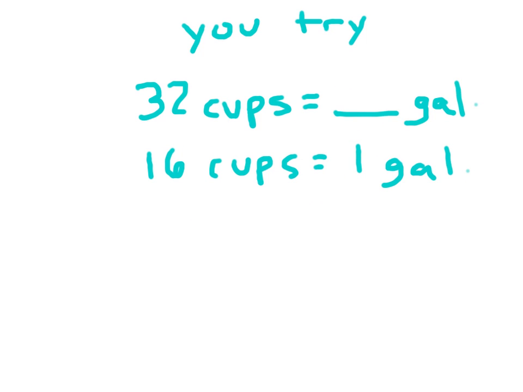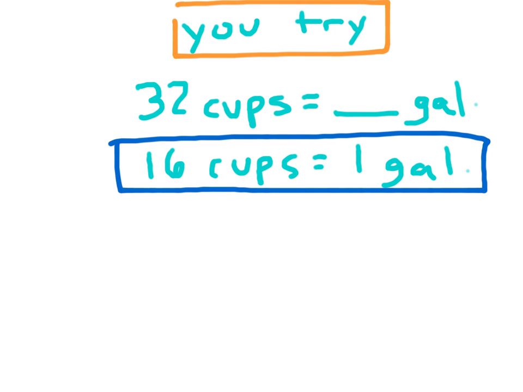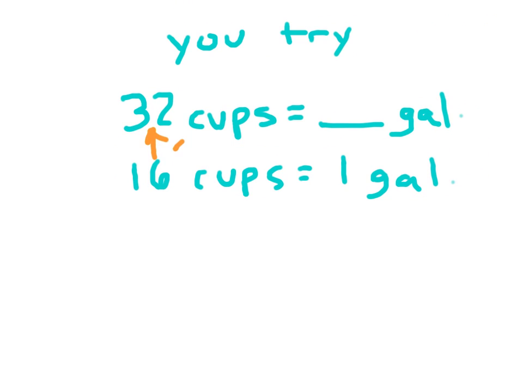Okay, it's time for you to try. I wrote out an equation for you, and I even gave you the relationship that 16 cups equals 1 gallon to help you there. 32 cups equals how many gallons then? What would you do? How do you solve it? Hit pause while you come up with that solution. Did you come up with times 2 here? So you times 2 here to get 1 times 2 equaling 2 gallons? Hopefully. 32 cups equals 2 gallons.